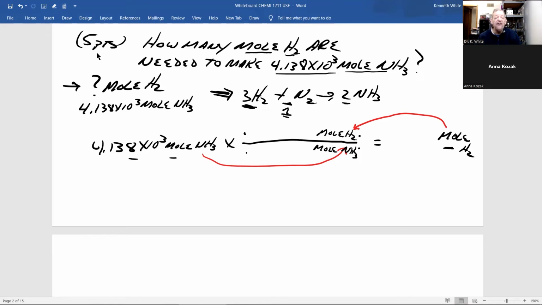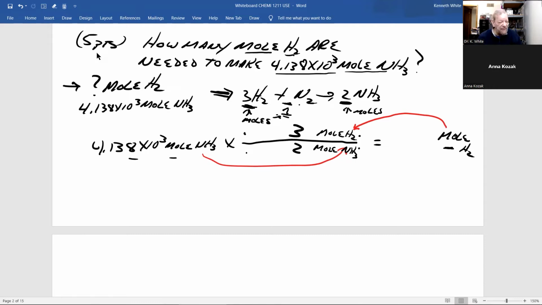3 moles of hydrogen, so I can write the 3 in there, react with 1 mole of nitrogen, we don't have that in our problem, to make 2 moles of ammonia. So I can put that there. Remember, this means moles. Remember, moles are the chemist's counting unit.